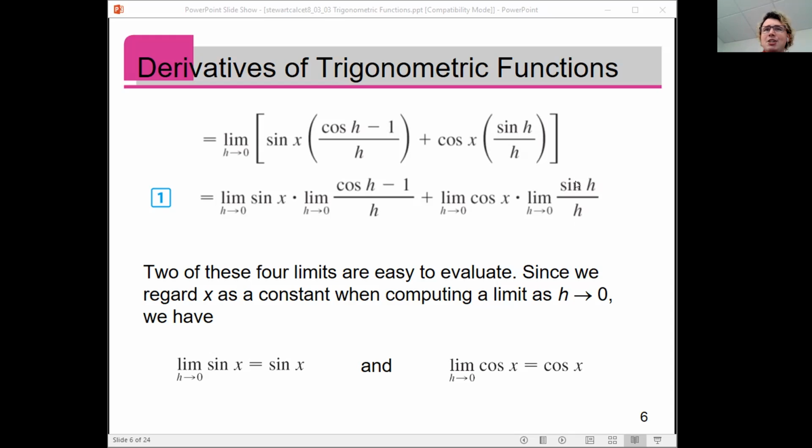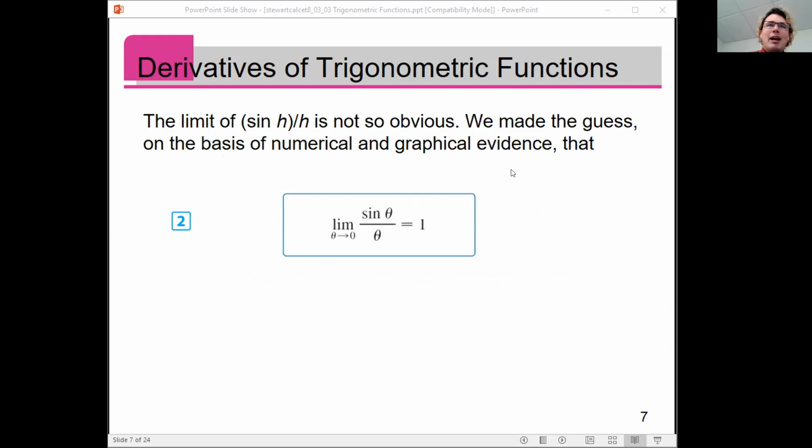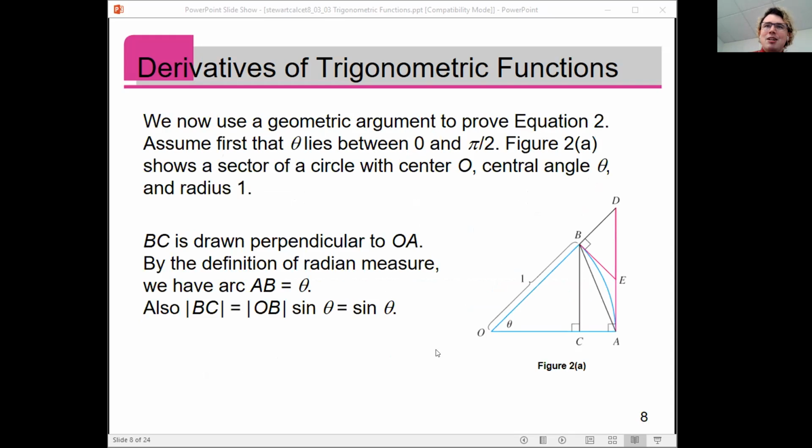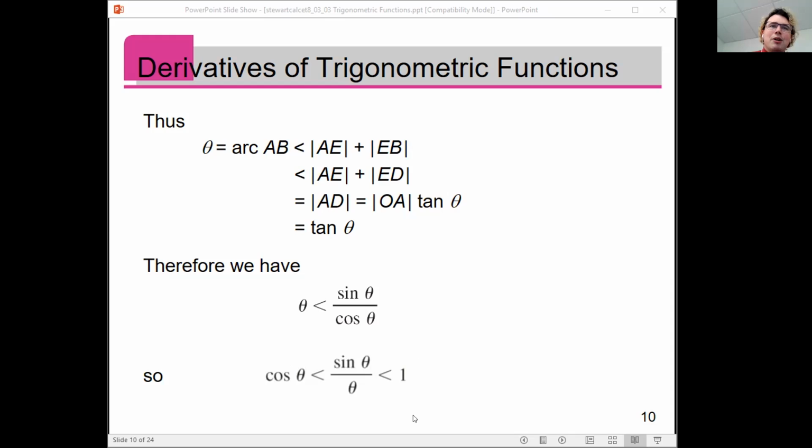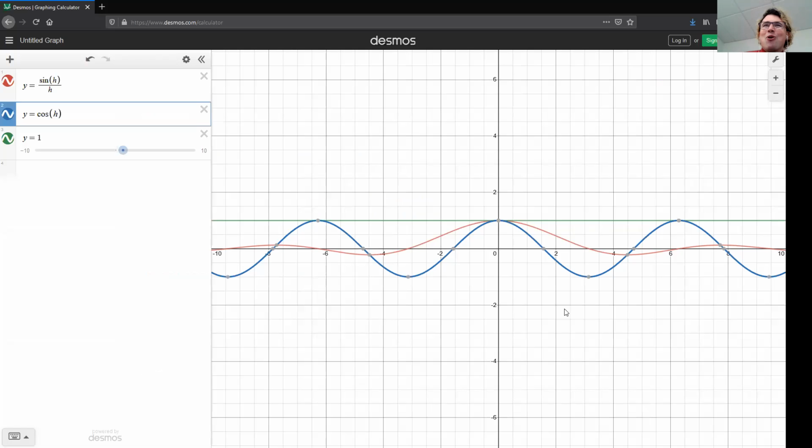Well, hey, sine of h on h, as h goes to 0, the variable is different, but that was one of the first limits that I taught. This limit is equal to 1. Now, your book goes into a lengthy trigonometric argument, building up a right triangle and following angle measures in here to show why this idea works, to say that sine of theta on theta must always be greater than cosine of theta and less than 1. I find the pictorial argument much more convincing.